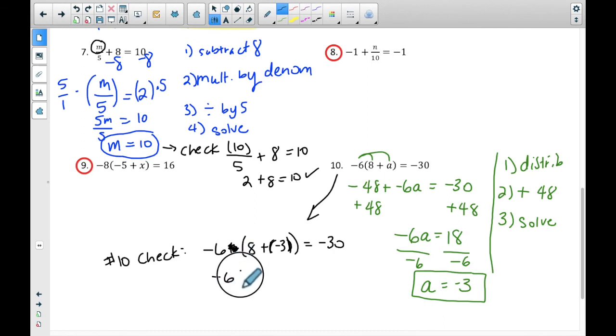So I have a negative 6 outside. Negative 8 plus negative 3, let me say that again. Positive 8 plus negative 3 is 5. Does that equal negative 30? This is a multiplication problem. Yes, negative 6 times 5 is negative 30. We got the right answer.